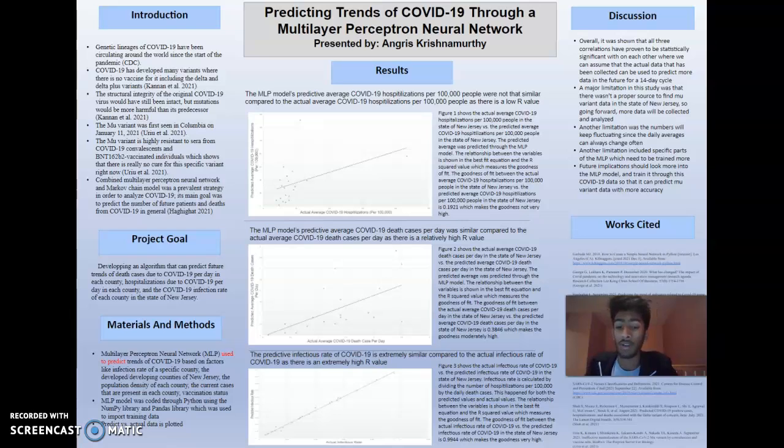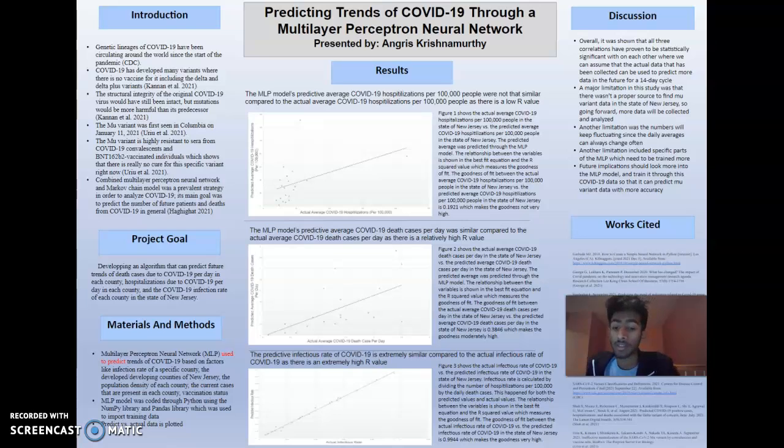So the MLP model's predicted values were not very good compared to the actual average COVID-19 hospitalizations per 100,000 people. But in the next one, the MLP model's predicted average COVID-19 death cases per day was pretty similar to the actual average COVID-19 death cases per day, as there is a relatively moderately high R value. Again, R squared measures the goodness of fit, and in this case the R squared value is 0.3846, which makes the goodness moderately high. This is obviously much better than before.